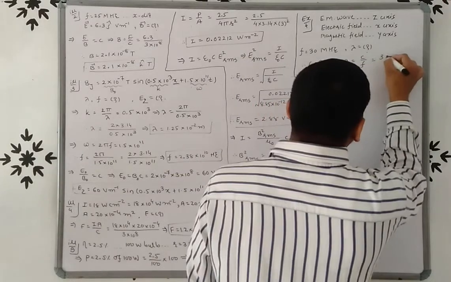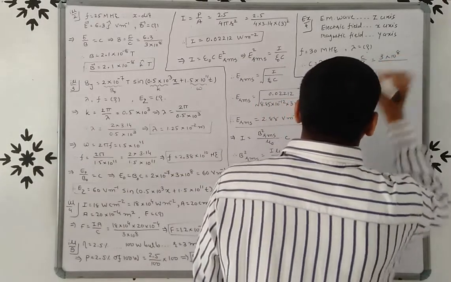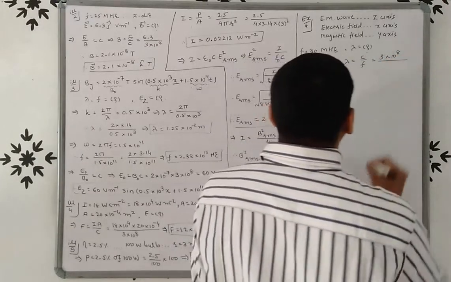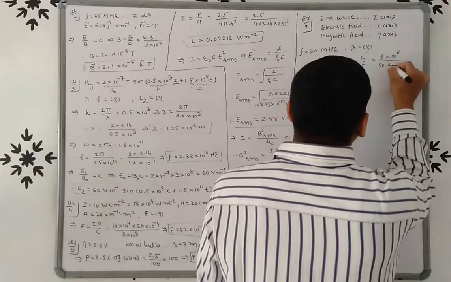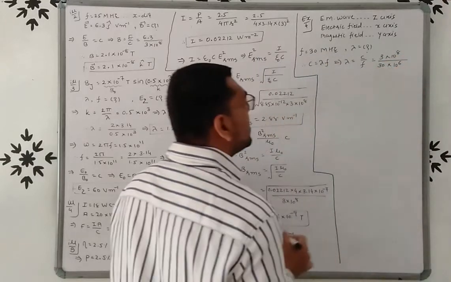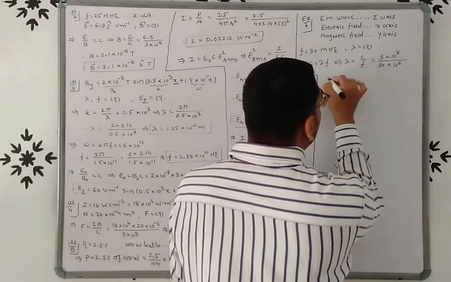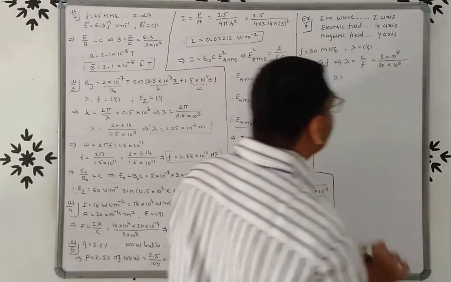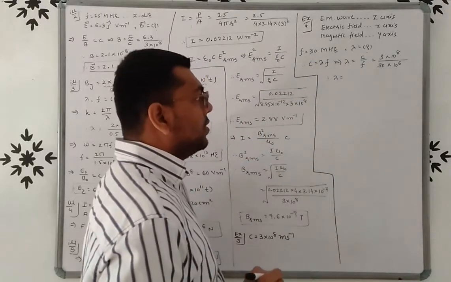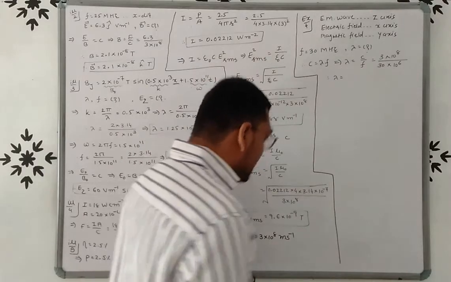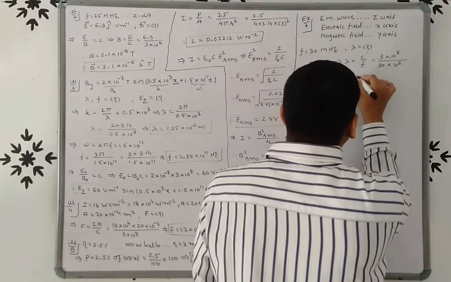So C, that is 3 into 10 raised to 8, value of f, that is 30 mega, so 10 raised to 6, right? So you will get lambda that is equals to 10 meter.